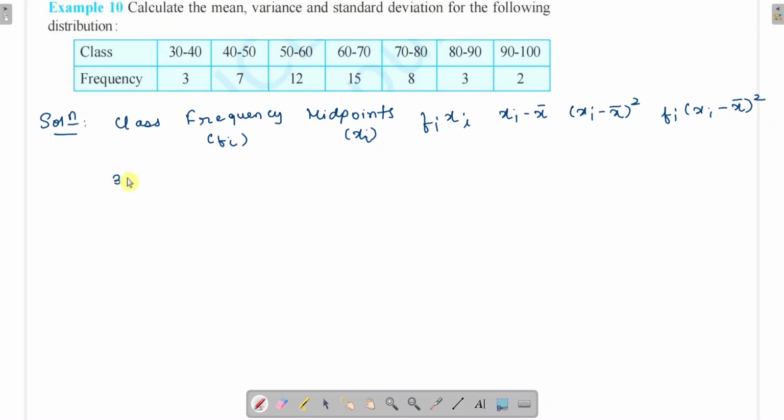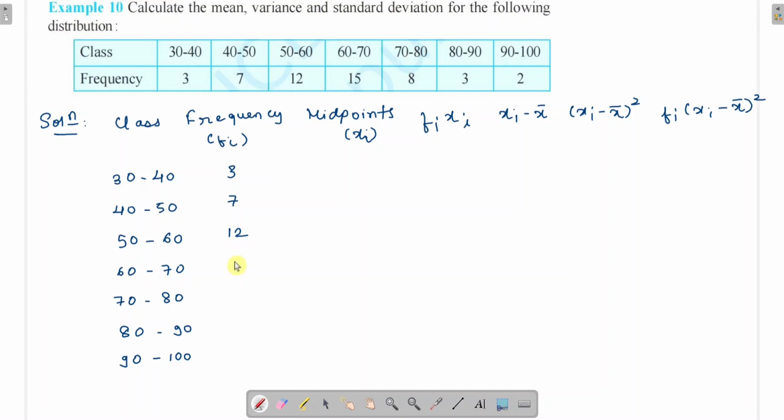The classes are 30 to 40, 40 to 50, 50 to 60, 60 to 70, 70 to 80, 80 to 90, 90 to 100. Frequencies are 3, 7, 12, 15, 8, 3, 2.